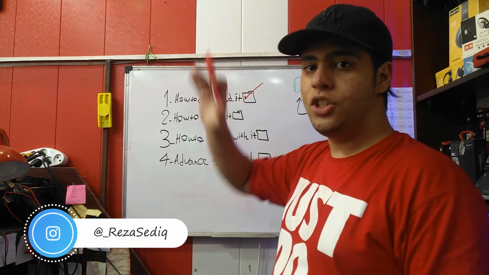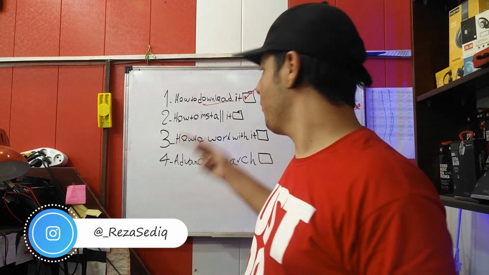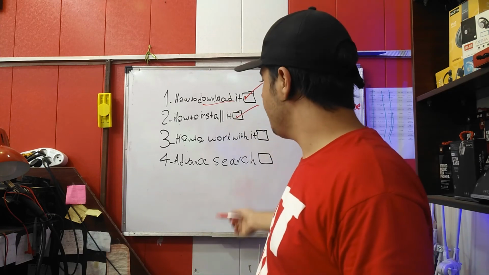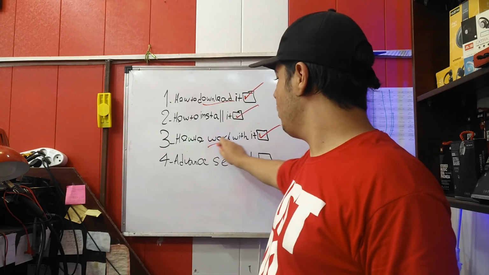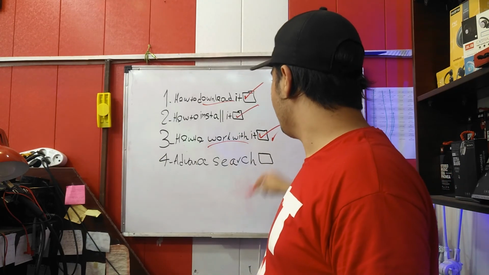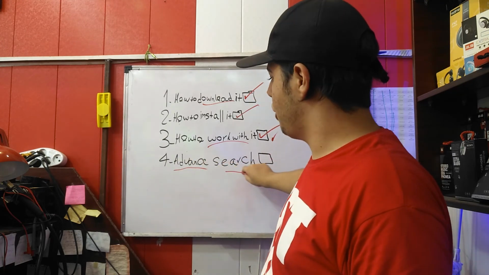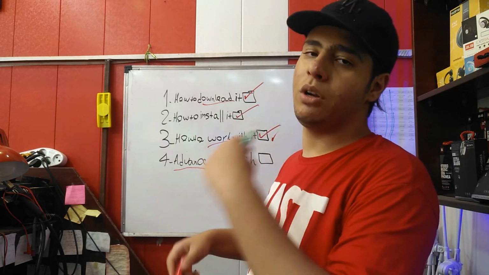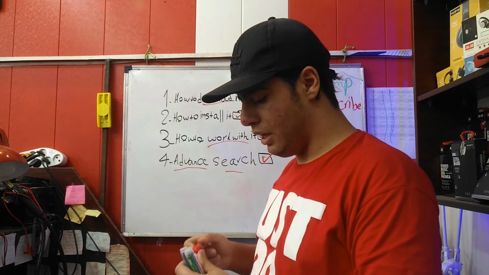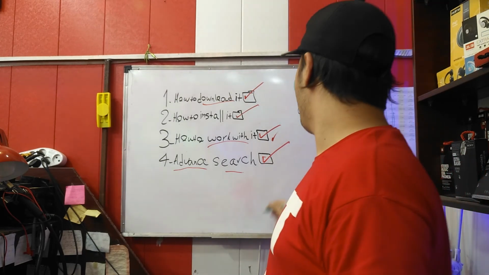In this video, at first you learned how to download it. Done. Then you learned how to install it, and how to work with it. This is the most important thing: how you can work with this software. We covered it in this video, and in the final part, we have the advanced search. This is another good option, and we learned this. I checked it. All done. All the things we wanted to know about Everything are complete.